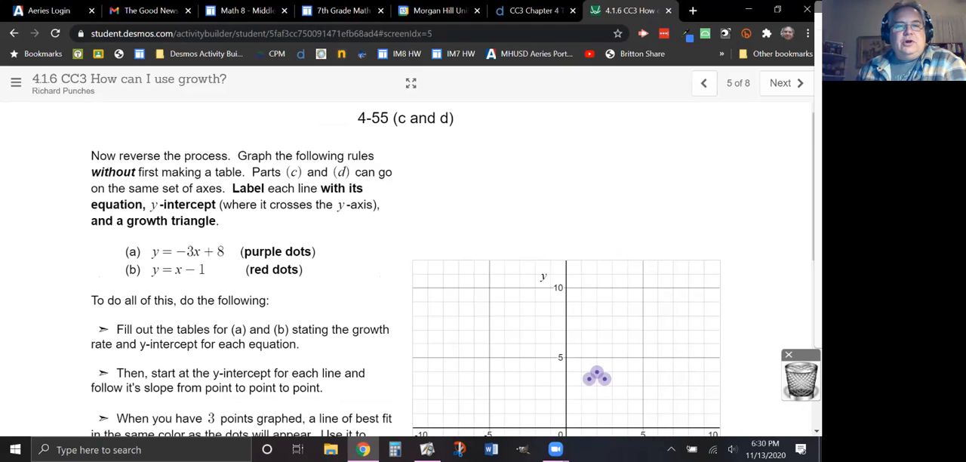So now we're going to do the same process with parts C and D. This actually should say C and this one should say D. There's a typo in my work again. That's what happens when you do this so late.